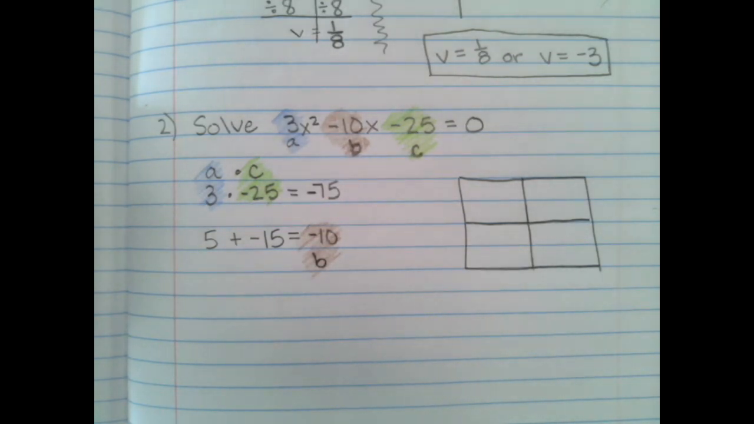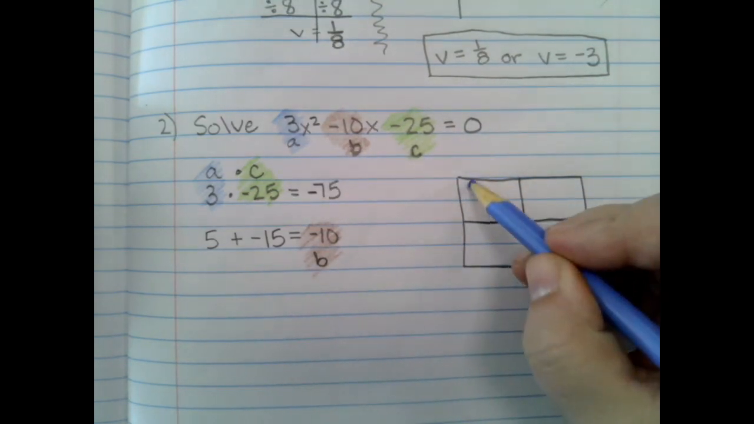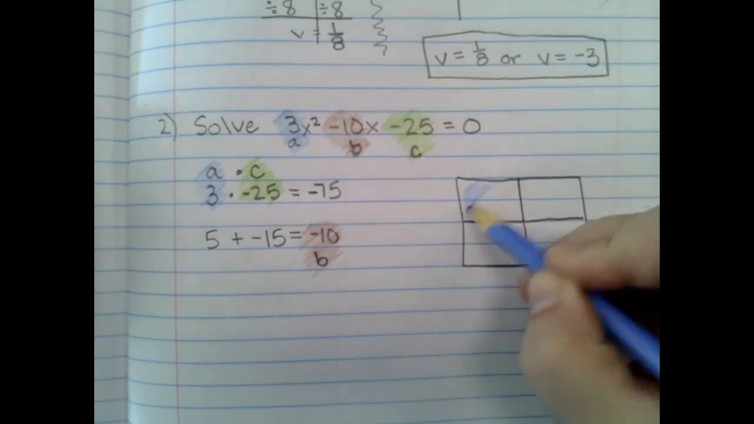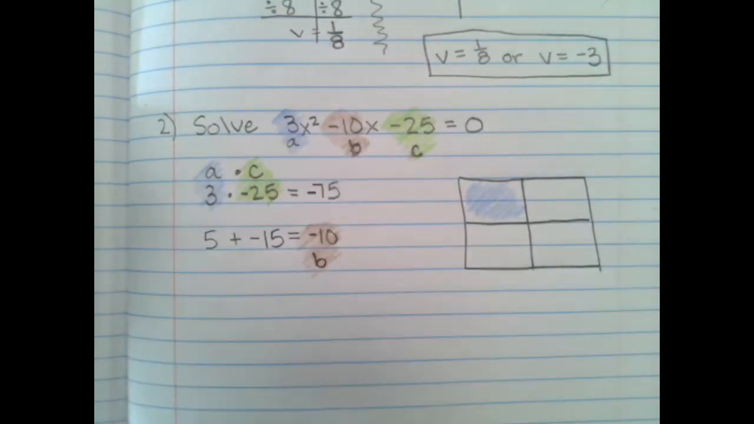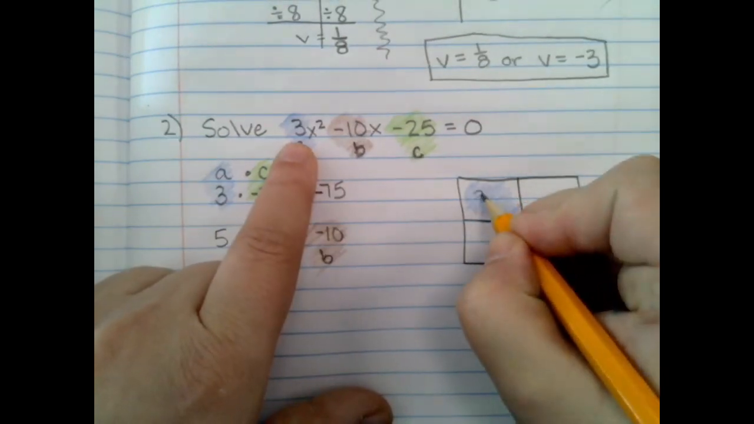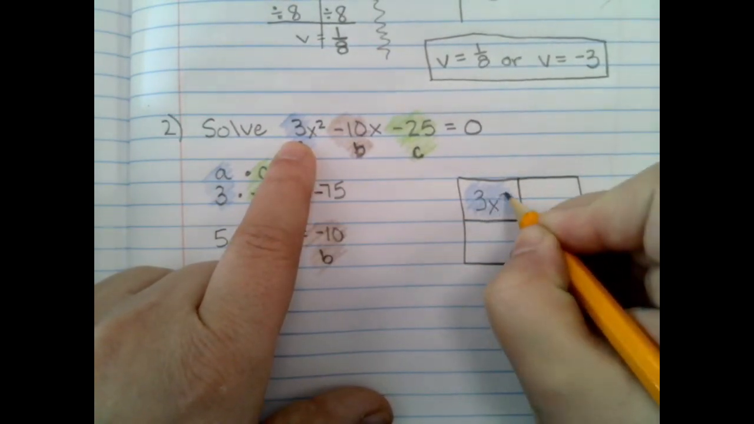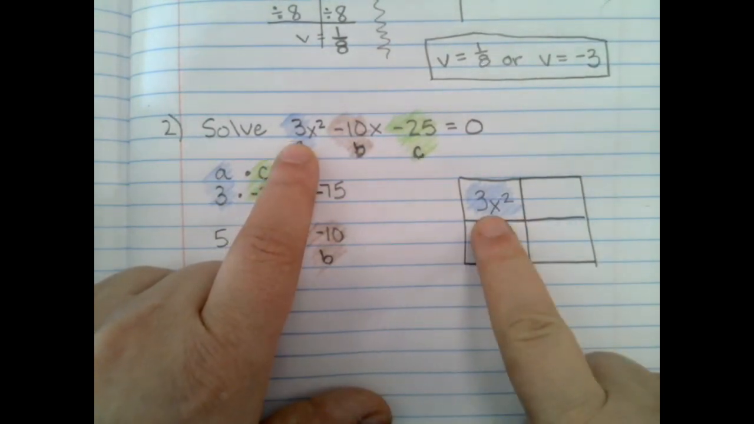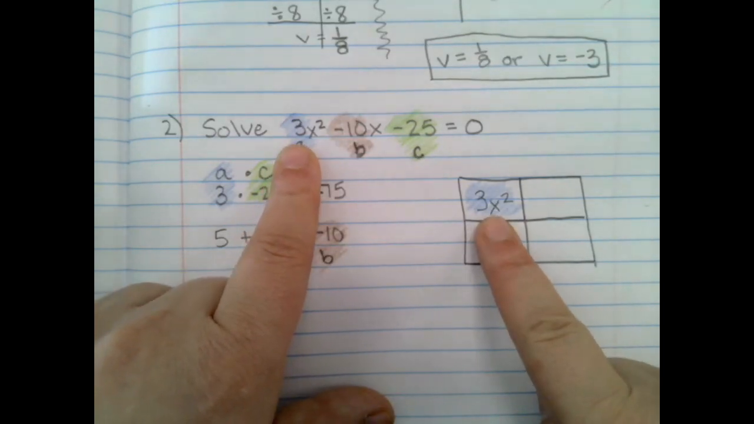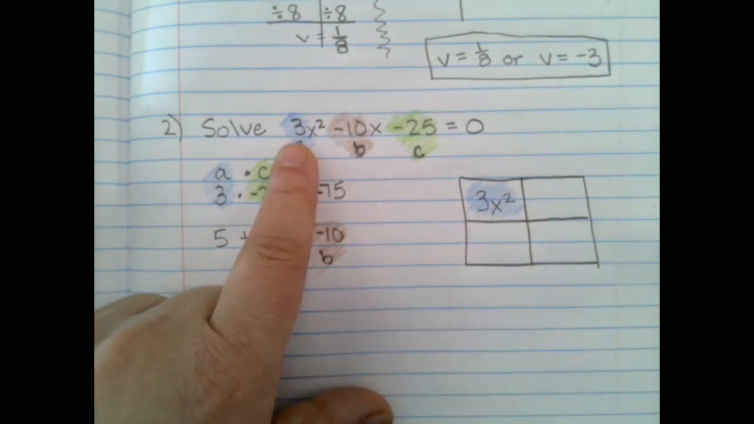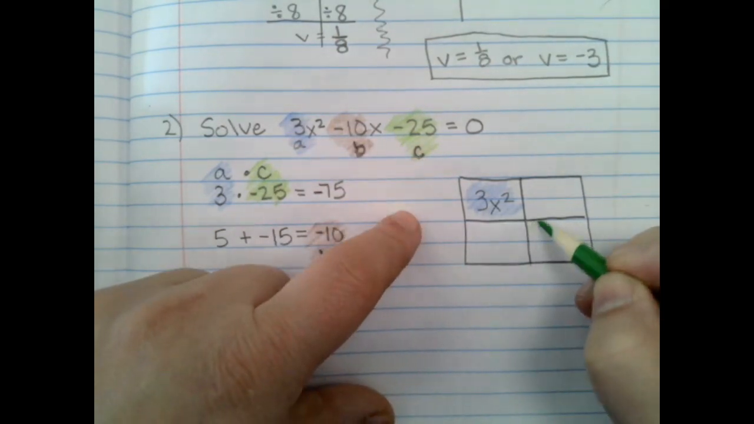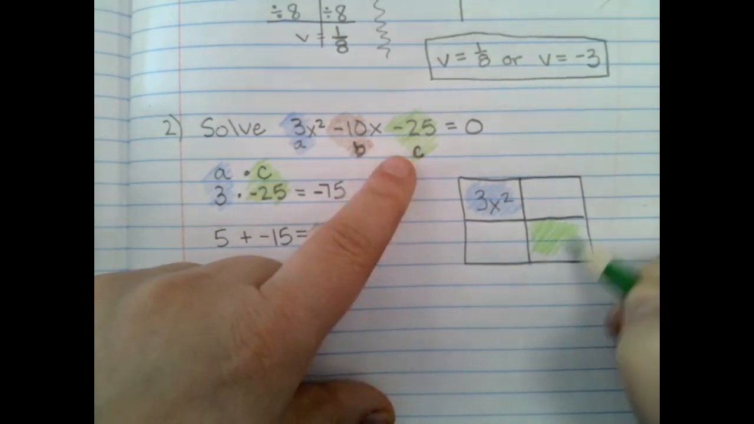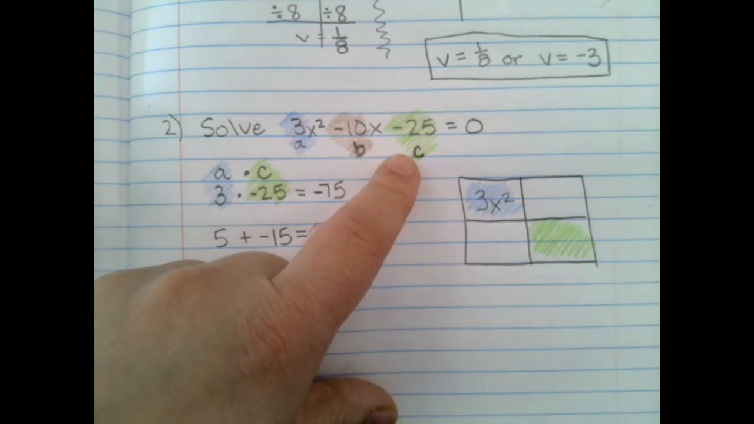What goes in that first box? 75? That A. Then the very first, this one here. This one should be our first, our A, 3x squared. The part that doesn't matter is coming up soon, though. In the very last box, our last part, we want negative 25.